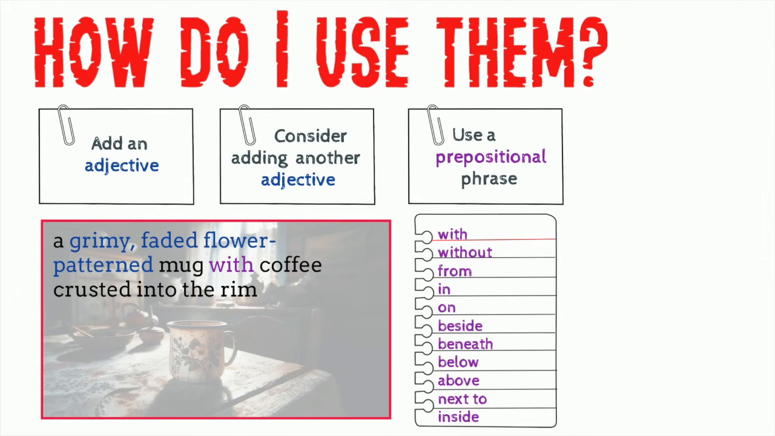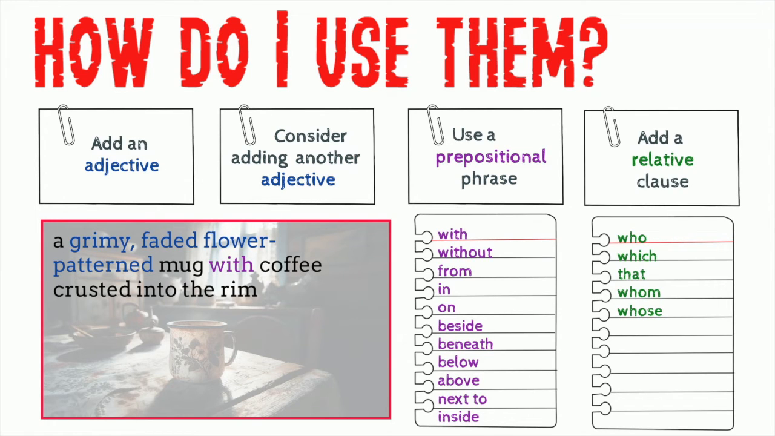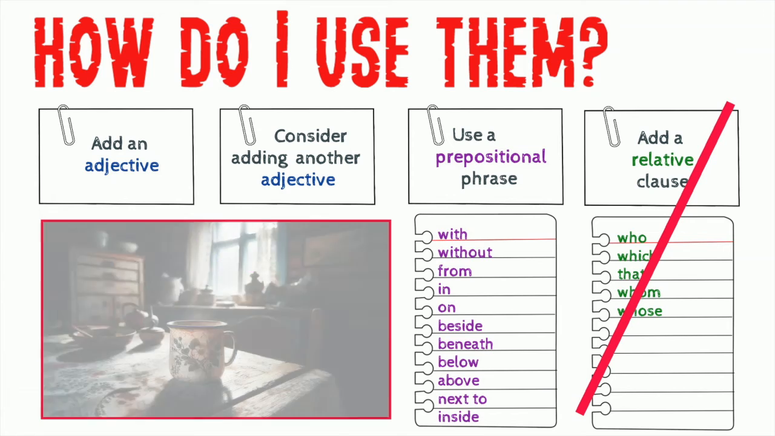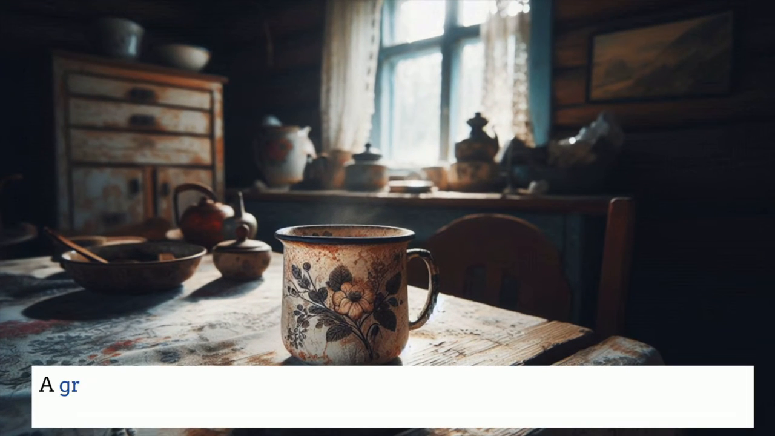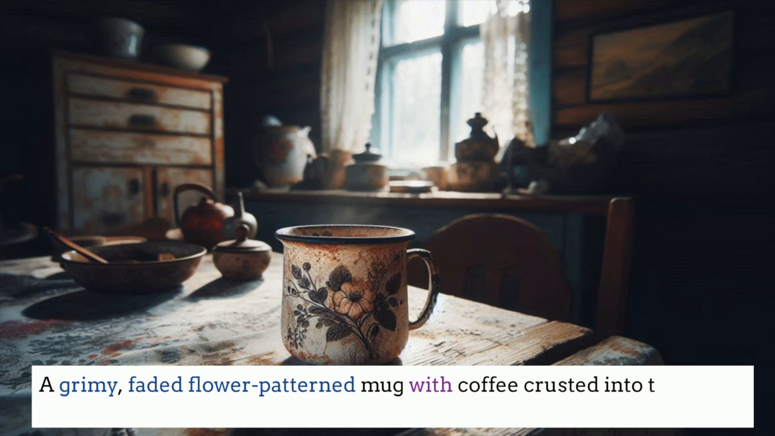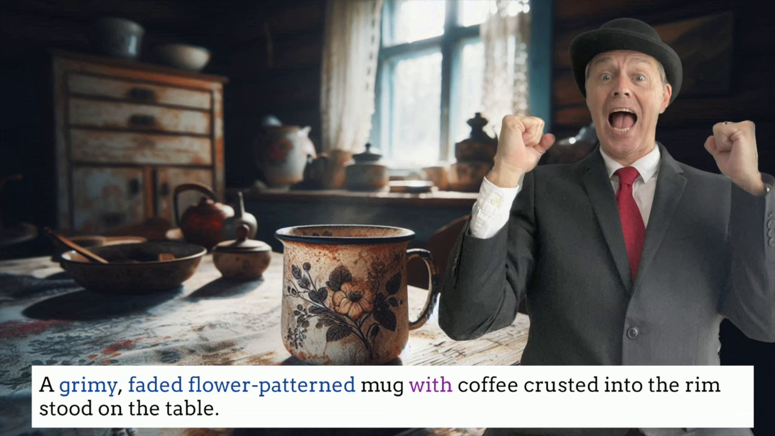That's fine. Adding a relative clause might make it too complicated, so I'll just add something to the end of this phrase to make it into a complete sentence. A grimy, faded, flower-patterned mug with coffee crusted into the rim stood on the table. That works really well.